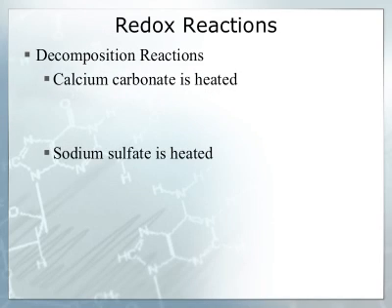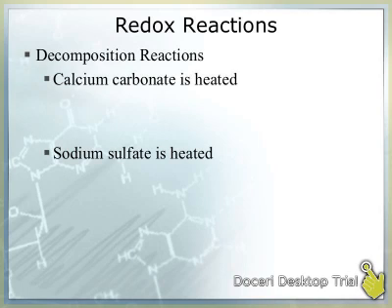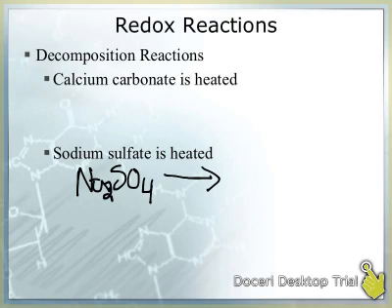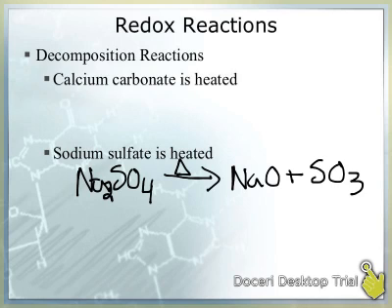Okay, our next example is going to be sodium sulfate is heated. Same basic concept. We're going to take sodium. Sulfate is SO4. SO4 is -2, so we need 2 sodiums. It is going to decompose by heating, so we're going to put a triangle. How is this going to break apart? Sodium oxide plus sulfite. One oxygen is removed, so then we end with SO3.